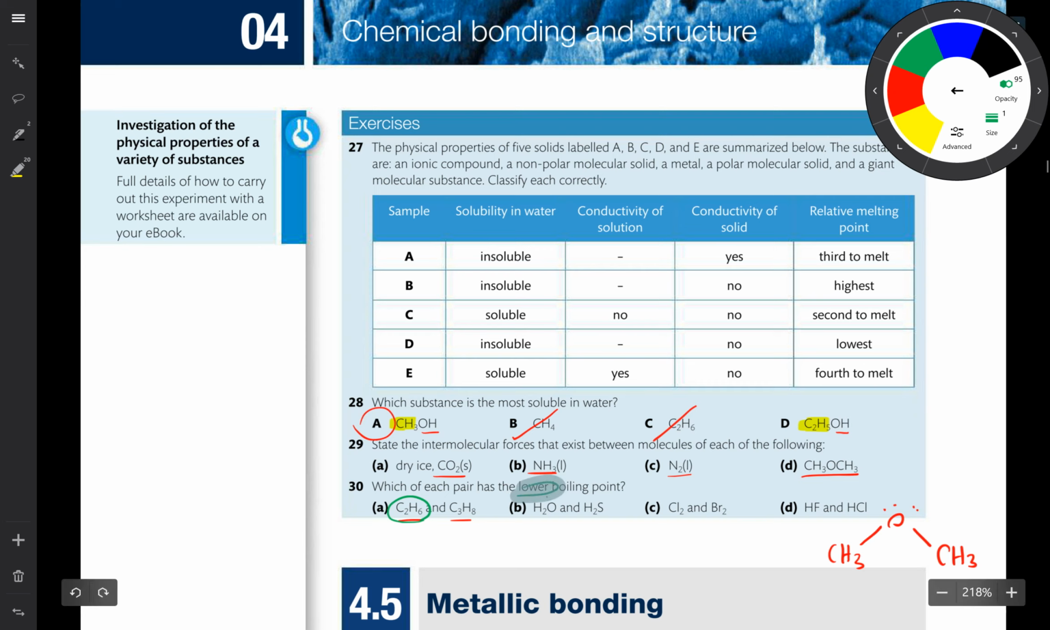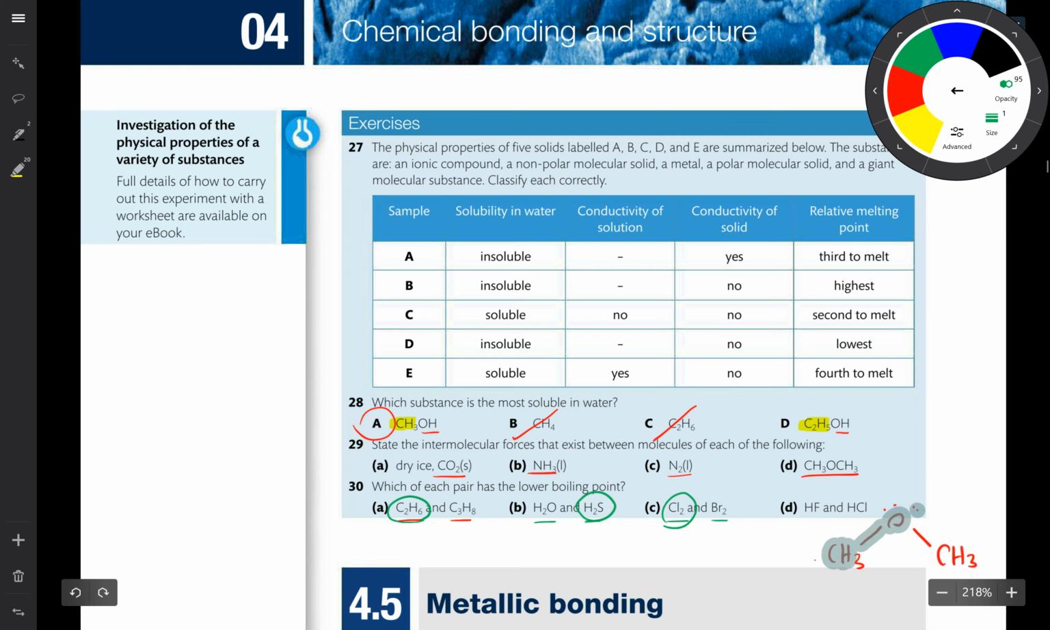For part B, we have H2O and H2S. Both of them are polar molecules, so both of them have London dispersion forces. But H2O also has hydrogen bond, so that causes the H2O to have higher boiling point compared to H2S, which doesn't have the hydrogen bonding. So that's why H2S has lower boiling point. Part C, Cl2 and Br2, both of them are non-polar, and for the non-polar molecules, the smaller molecule has weaker London dispersion force and has lower boiling point. So that's why Cl2, which is smaller than Br2, has the lower boiling point.